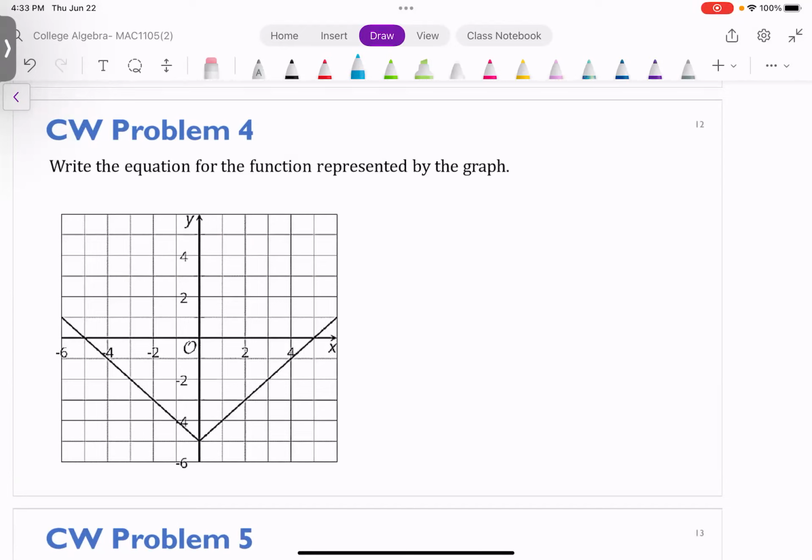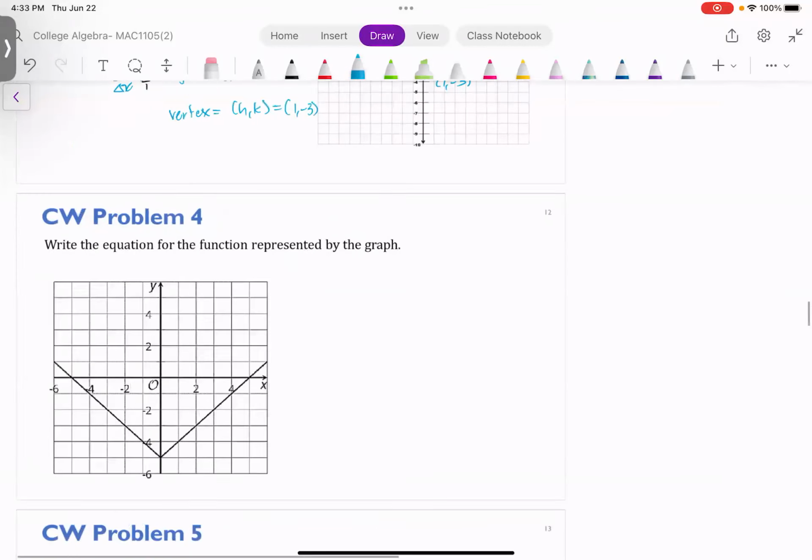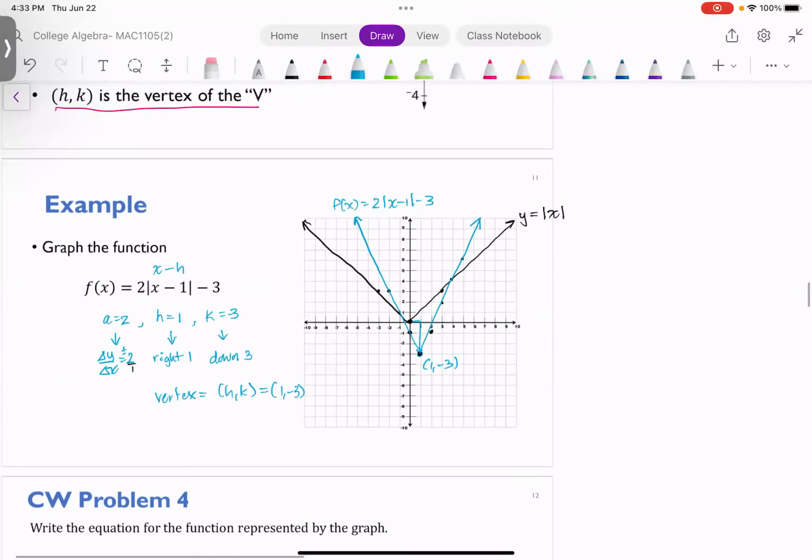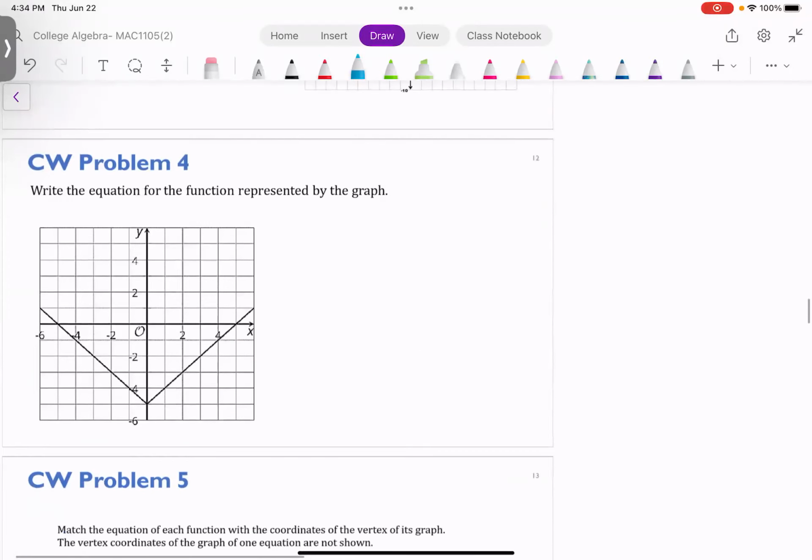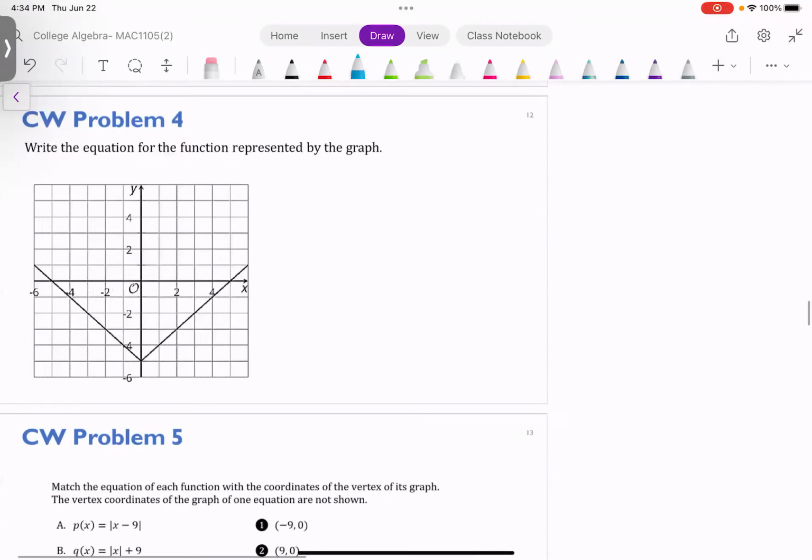So in the event that I wanted to write the equation for the function represented by this graph, I'm going to work in the opposite order of what I just did on this previous slide. On the previous slide, I looked at the equation, identified a, h, and k, and then used that to graph the new graph. On the other hand, in this one, I'm going to look at the graph and determine a, h, and k. Then I'm going to use it to write the function.